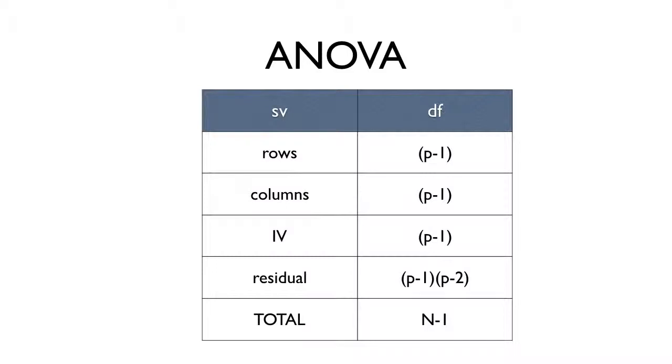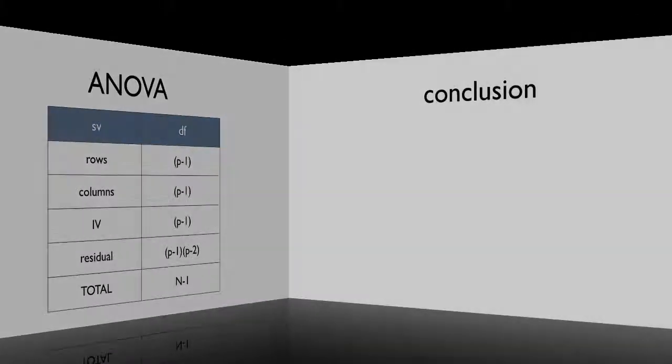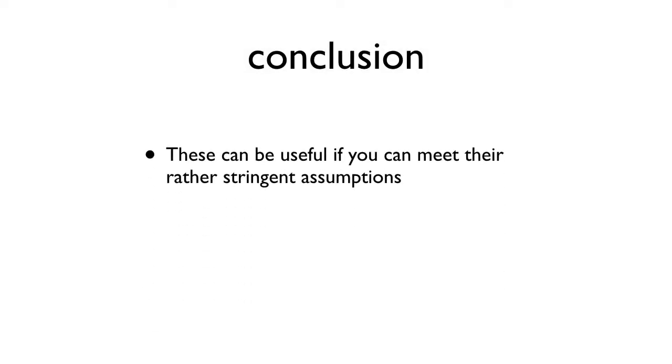Unlike the hierarchical designs we just talked about, this is actually useful. Now, you've got to meet a pretty stringent set of assumptions, but if you can, there's nothing wrong with this design. So conclusions about this. Like I said, the assumptions are stringent. The big assumptions here are same number of rows, columns, and independent variable levels, and no interactions. And you can't tell if there are interactions. That's not something you can find out from this.